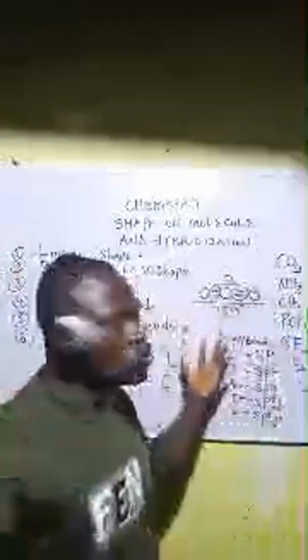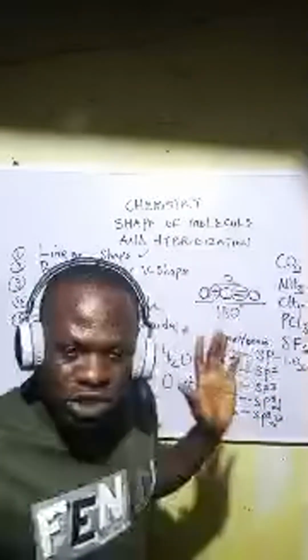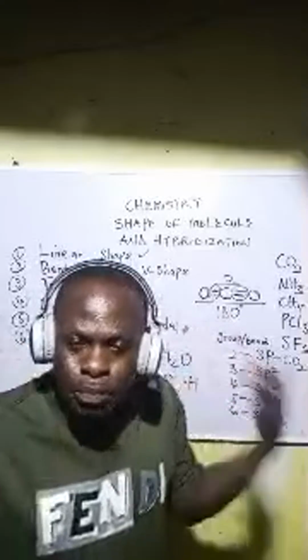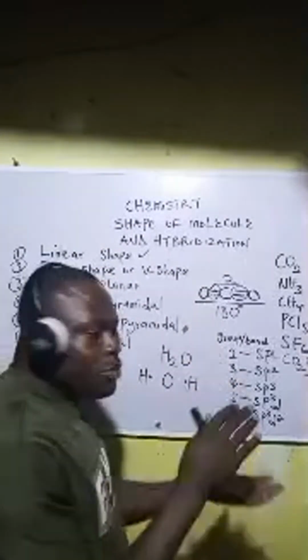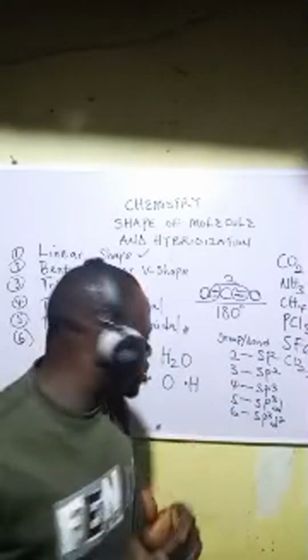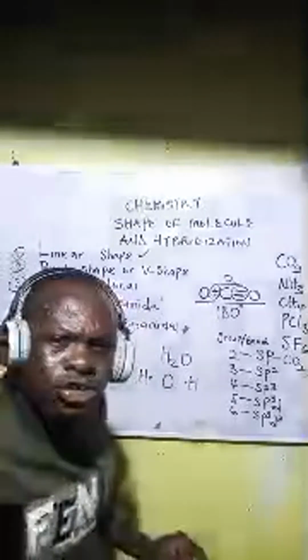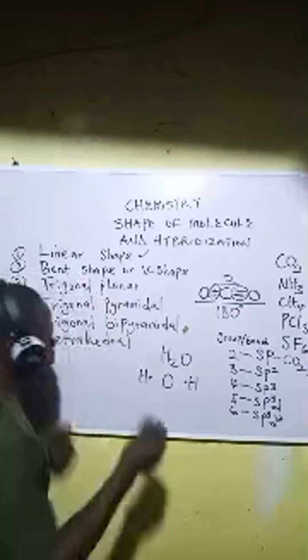We have a way you can just look at the compound and know the type of hybridization, the shape of the molecule, and the bond angle. But I'm just doing it bit by bit so that you understand. This is basic chemistry. Now look at the valence electrons of oxygen. I told you oxygen has 6 valence electrons.